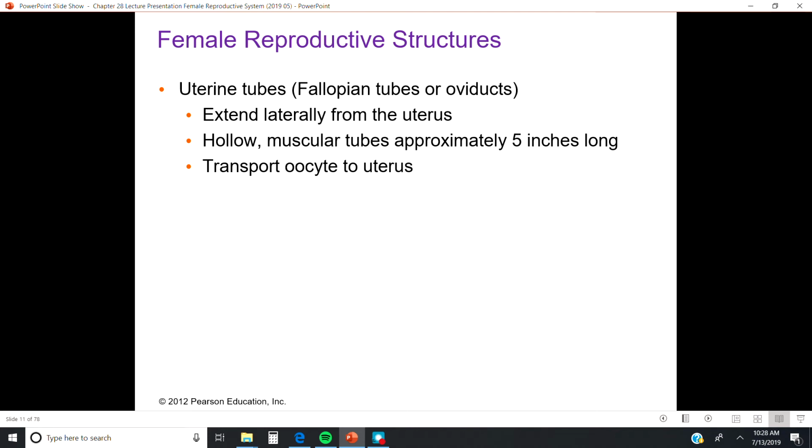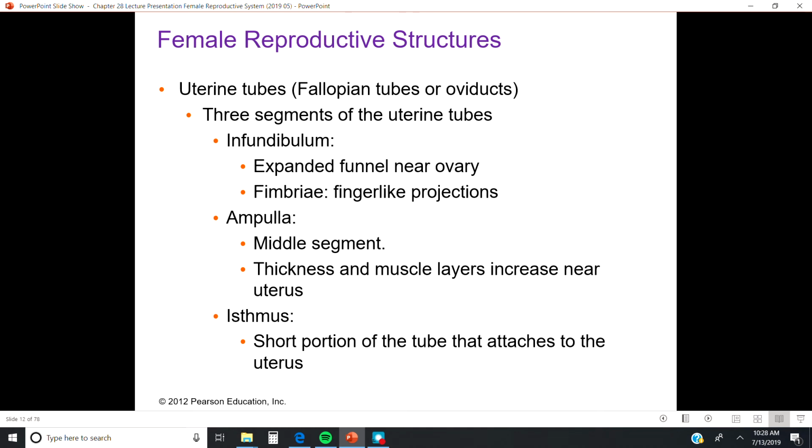Let's finish up this lesson by taking a look at the uterine tubes. As I mentioned, a lot of times people call them the fallopian tubes. You may hear the term oviduct. Now, these are going to extend laterally from the uterus, and they're going to kind of cover the ovary. They're a hollow tube. They're muscular. We'll look at their histology in a minute, and they're roughly 5 inches long or so. And the main job is going to be to transport the oocyte to the uterus. Okay, and if there was conception, we would even call that the zygote. But we'll talk about that again later in another lesson.